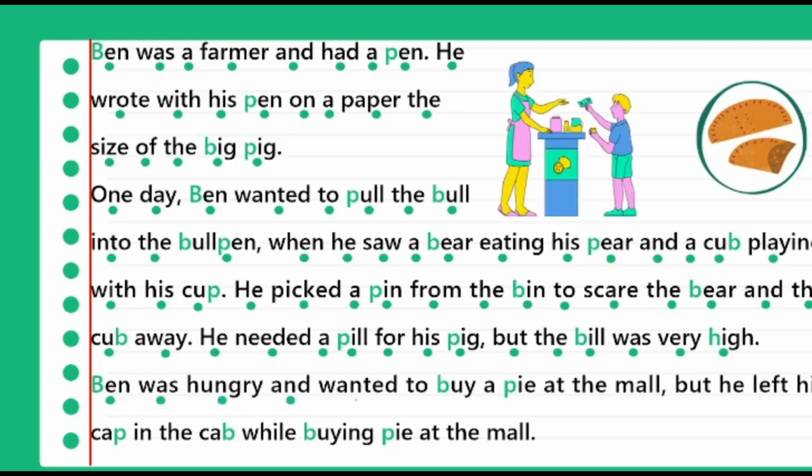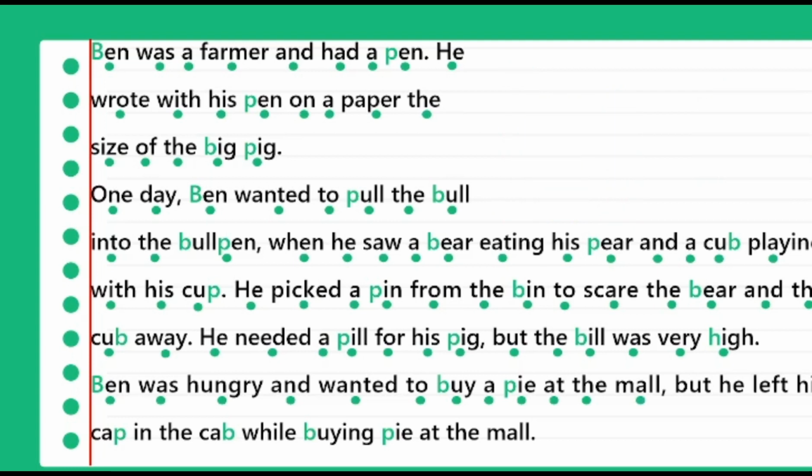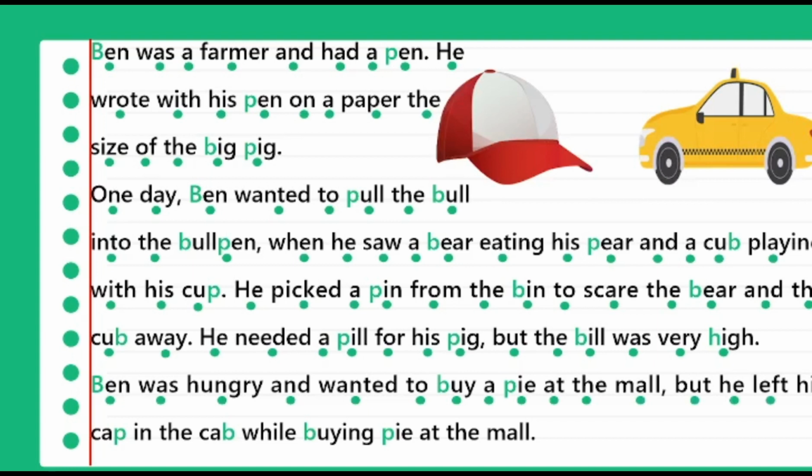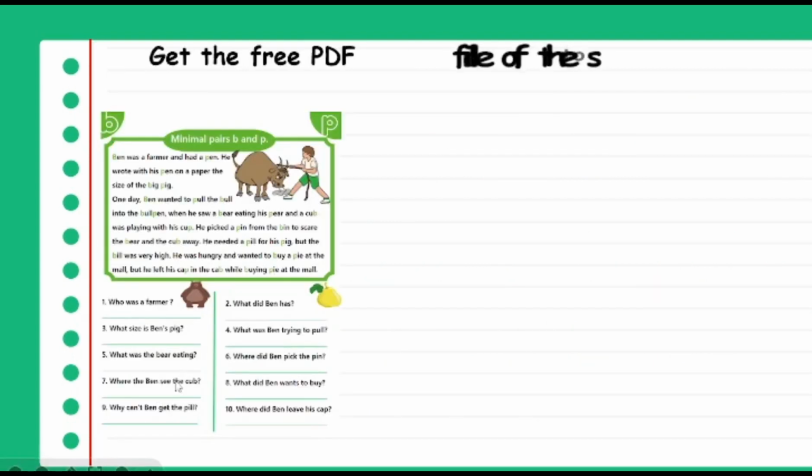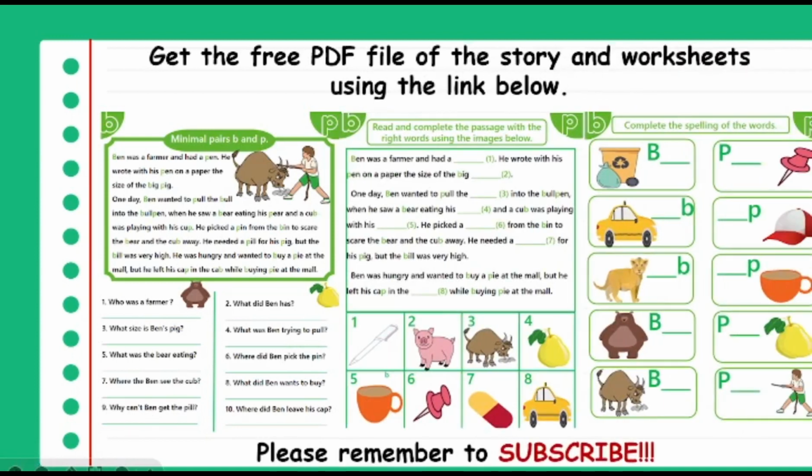Ben was hungry and wanted to buy a pie at the mall, but he left his cap in the cab while buying the pie at the mall. Good. You can read it over and over to master the use of the sound B and P. And this is where we stop the class for today.